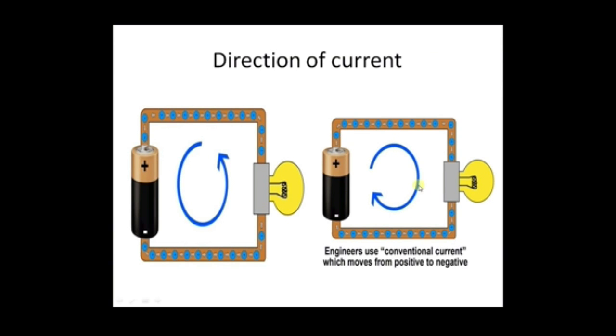Actually, this concept is wrong. Why is this concept wrong? Because this direction was just an assumption. At that time, when conventional current was discovered by Benjamin Franklin, there were no discoveries of electrons and protons, so it was very difficult to say in which direction that current actually flows. So scientists assumed that current might be flowing from the positive terminal to the negative terminal.